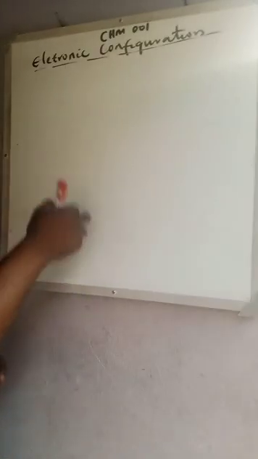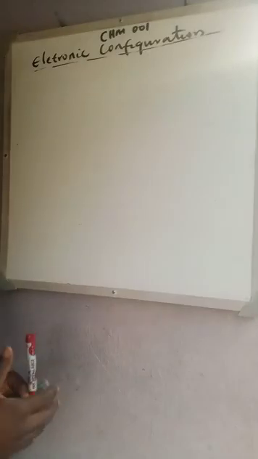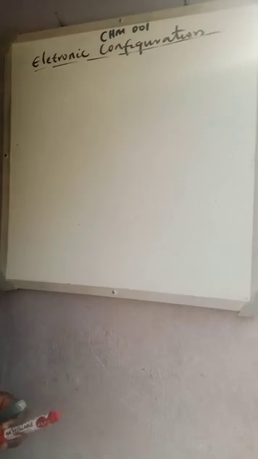So, today we're talking about electronic configuration. Electronic configuration, we know, is the arrangement of electrons in orbitals. That's what we call electronic configuration: how electrons are arranged in orbitals.